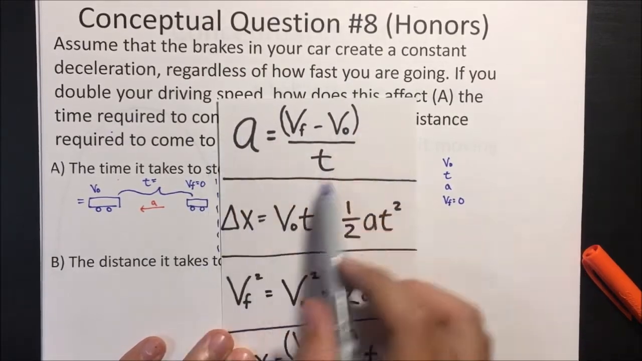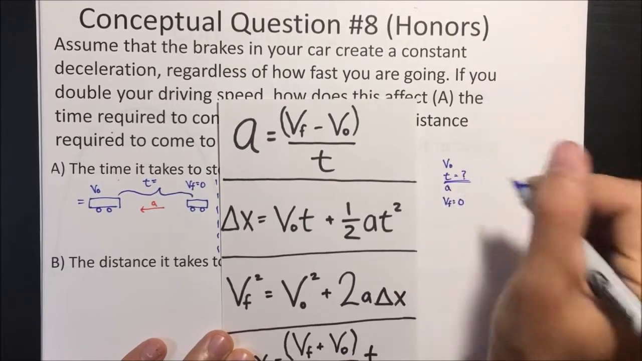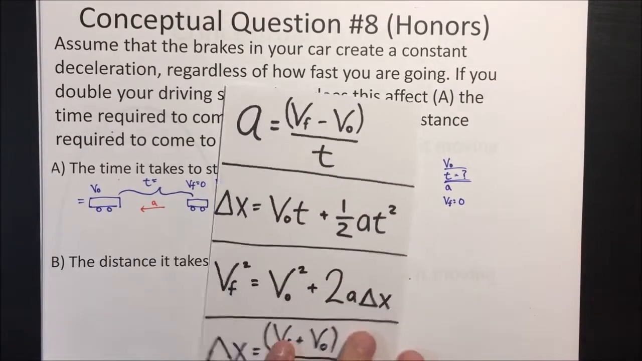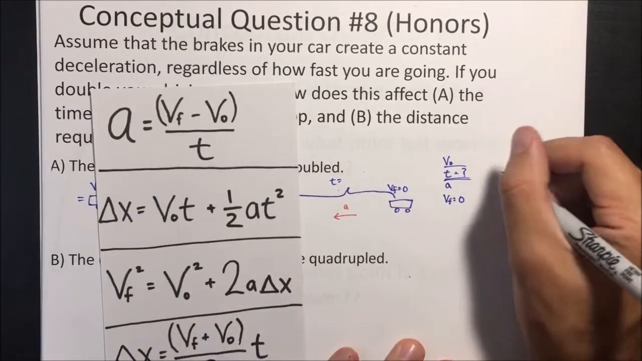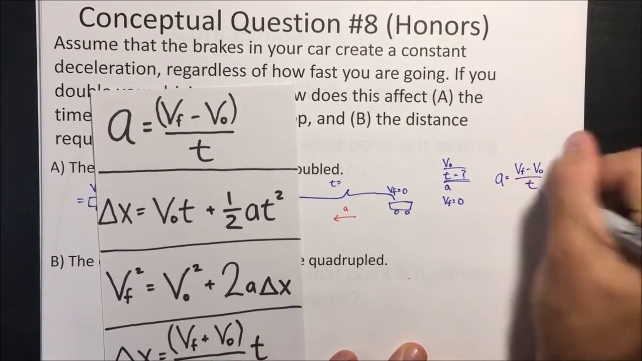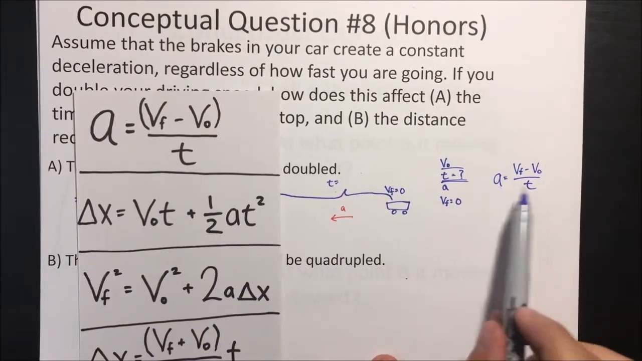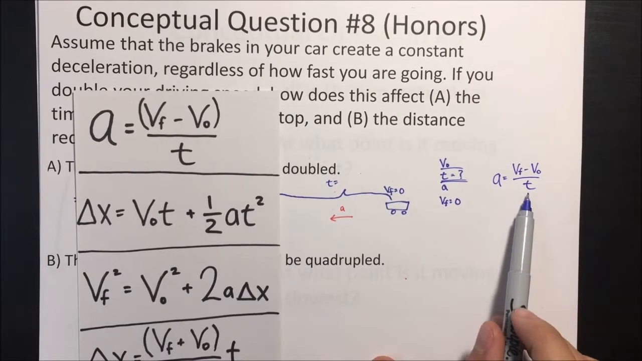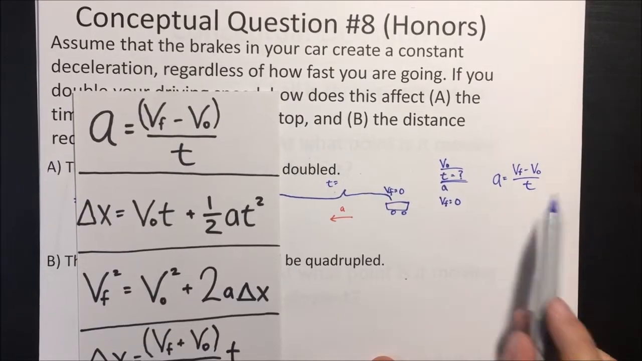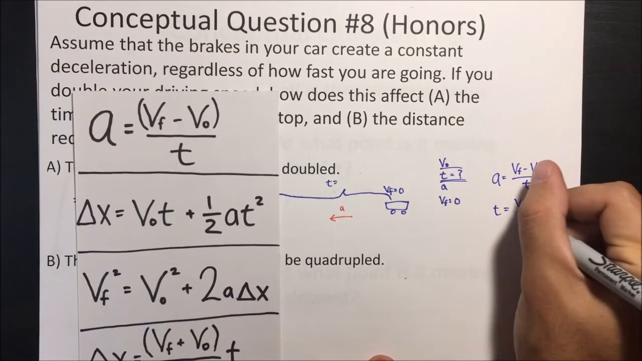We look at this formula here. What we're looking for is this time. How does time change as the velocity changes? So let's write this formula out. We have acceleration is equal to V final minus V initial over t. What we want to do is rearrange this formula so t is what we're primarily looking at. We're looking for time, so I'm going to put t on the other side. So t is equal to V final minus V initial over a.